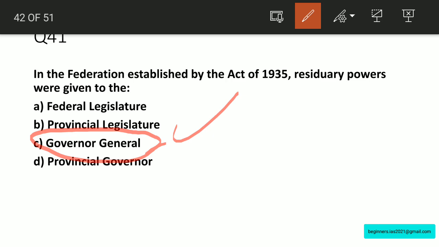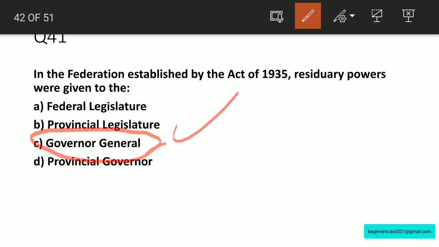One has to note the residue powers. What do you mean by residue powers? The matters which are not enumerated in the above three lists. What are they? Just now we have mentioned center, provincial and concurrent. So the remaining things come as the residue powers, where these things are given to the Governor General. And also one has to know that the Government of India Act 1935 vested the residue power with the Viceroy, whereas the Constitution of India vested the residue power with the Parliament.